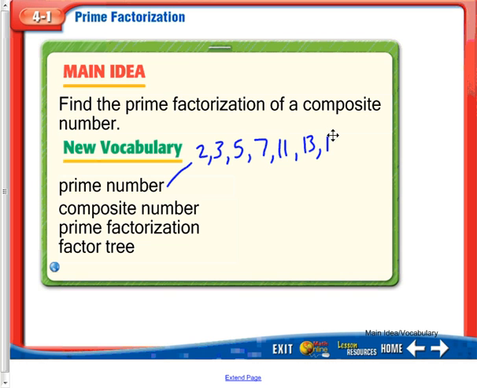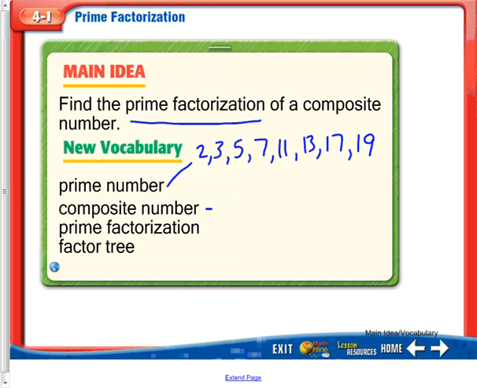So 17 is another one, and then 19 is another prime number that cannot be divided by anything but 1 and itself. So a composite number is a number that is composed of different prime numbers. They can be broken down into different variations of primes, and that's how we are eventually going to figure out a prime factorization of a number.